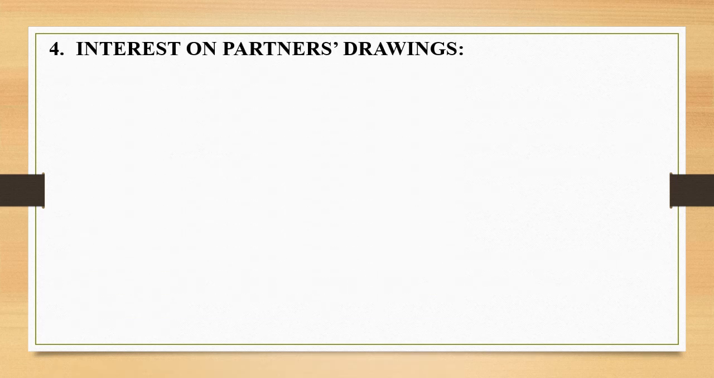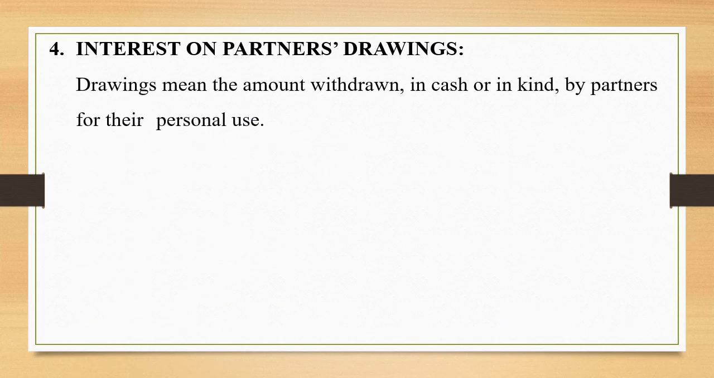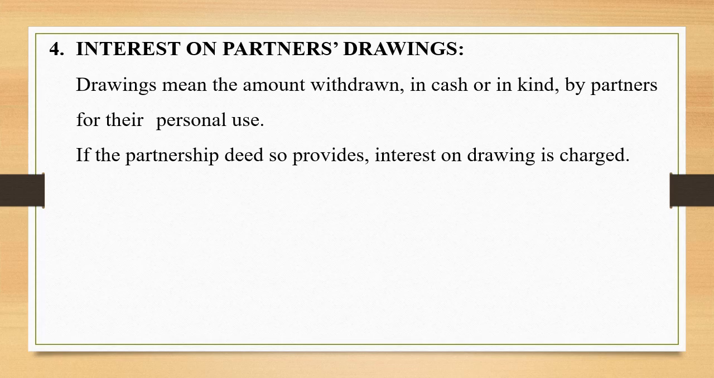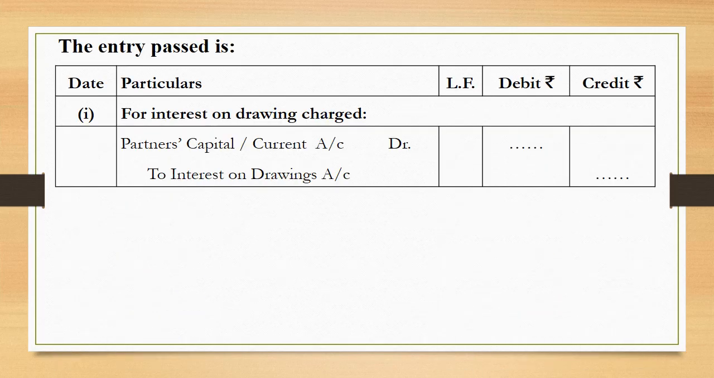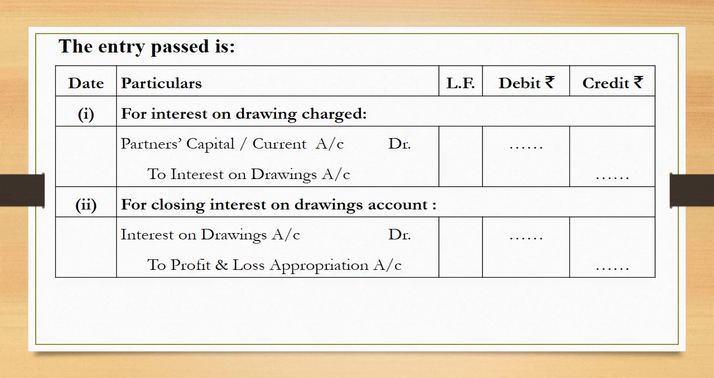Interest on partners' drawings. Drawings means the amount withdrawn in cash or in kind by the partners for their personal use. If the partnership deed so provides, interest on drawings is charged. The entry passed is: partner's capital or current account debited to interest on drawings account. And for closing the interest on drawings account, we know it's an income, so it is credited to the P&L appropriation account. Entry: interest on drawings account debited to profit and loss appropriation account.